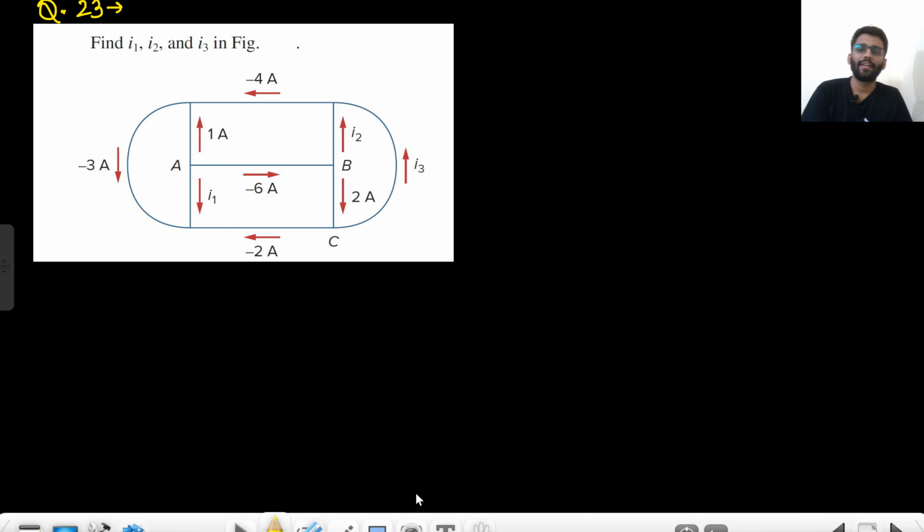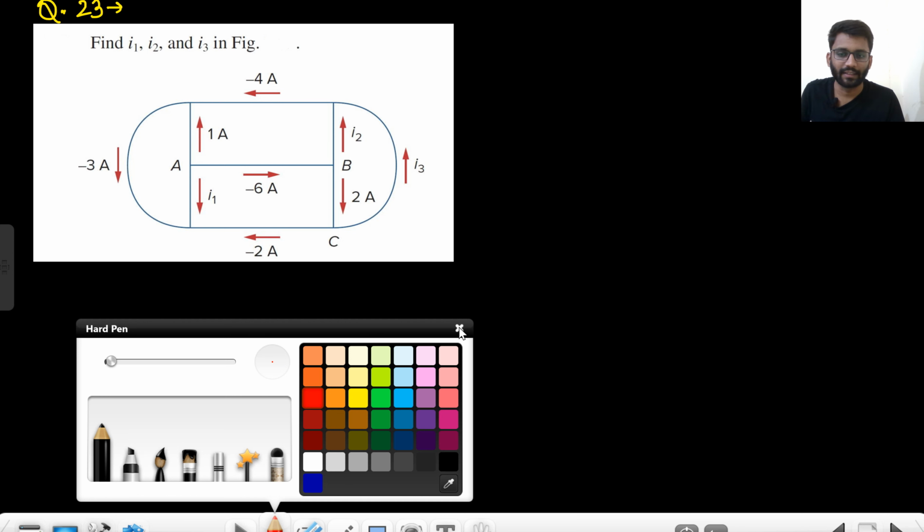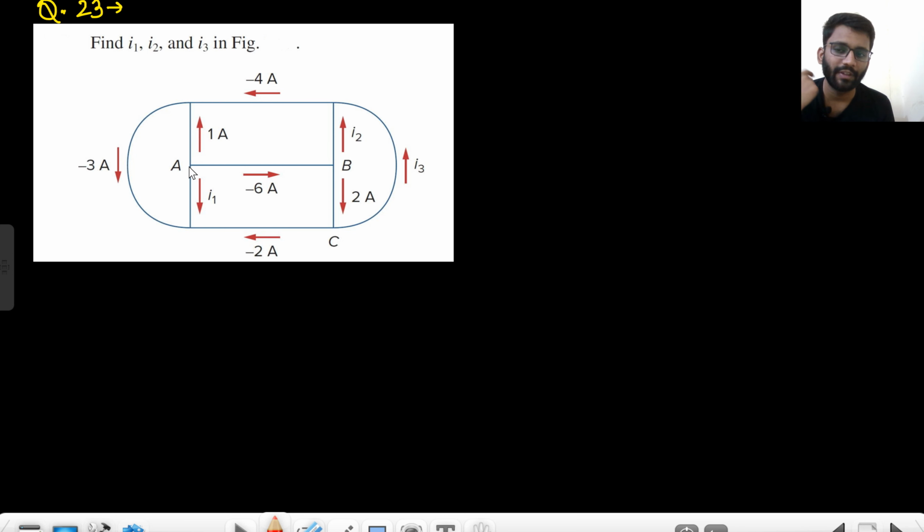Now you need to find the value of I1, I2, I3. How will you find them? You will apply KCL. For finding the current, we will apply KCL. For I1, I will apply the KCL here at node A. At node A, applying the KCL, outgoing current is positive. 1 ampere current is outgoing, so 1 plus I1 is outgoing, I1, and minus 6 ampere is outgoing, equals 0.